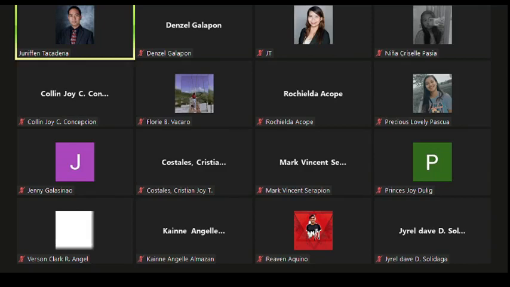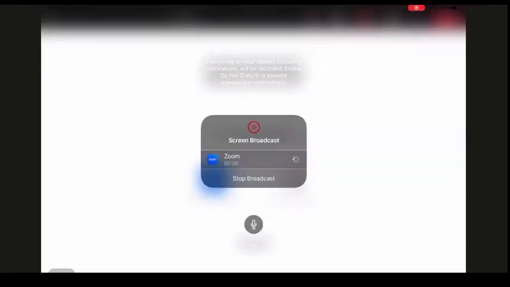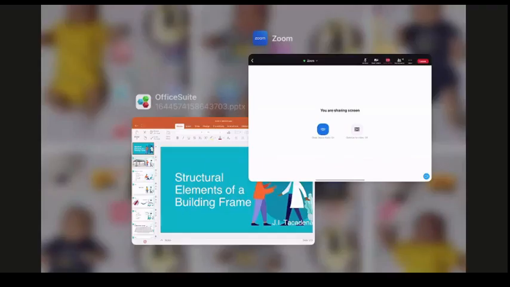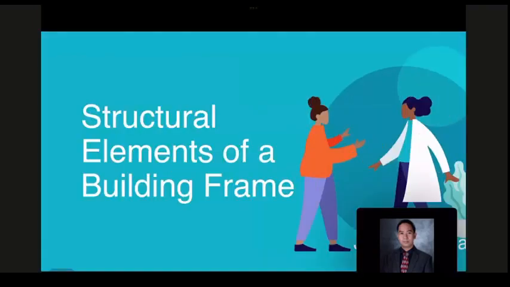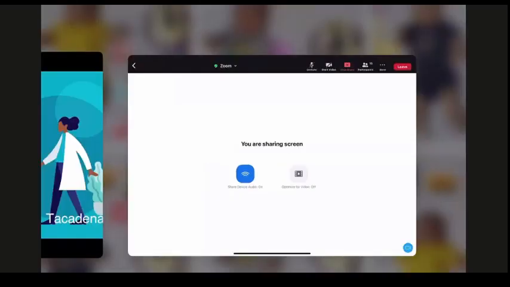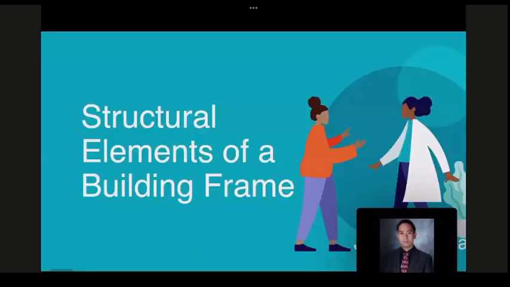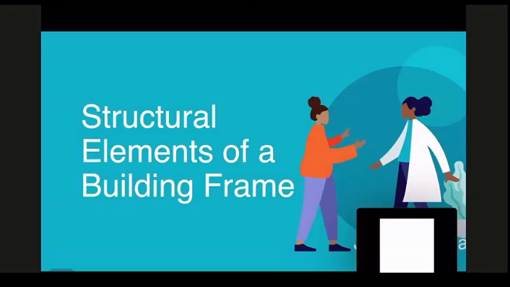Okay, so let's continue. Share screen. So, do you see the screen? Nakikita ba? Oops, sorry. Nakikita ba? Yes, sir. Oops, sorry. Nice.